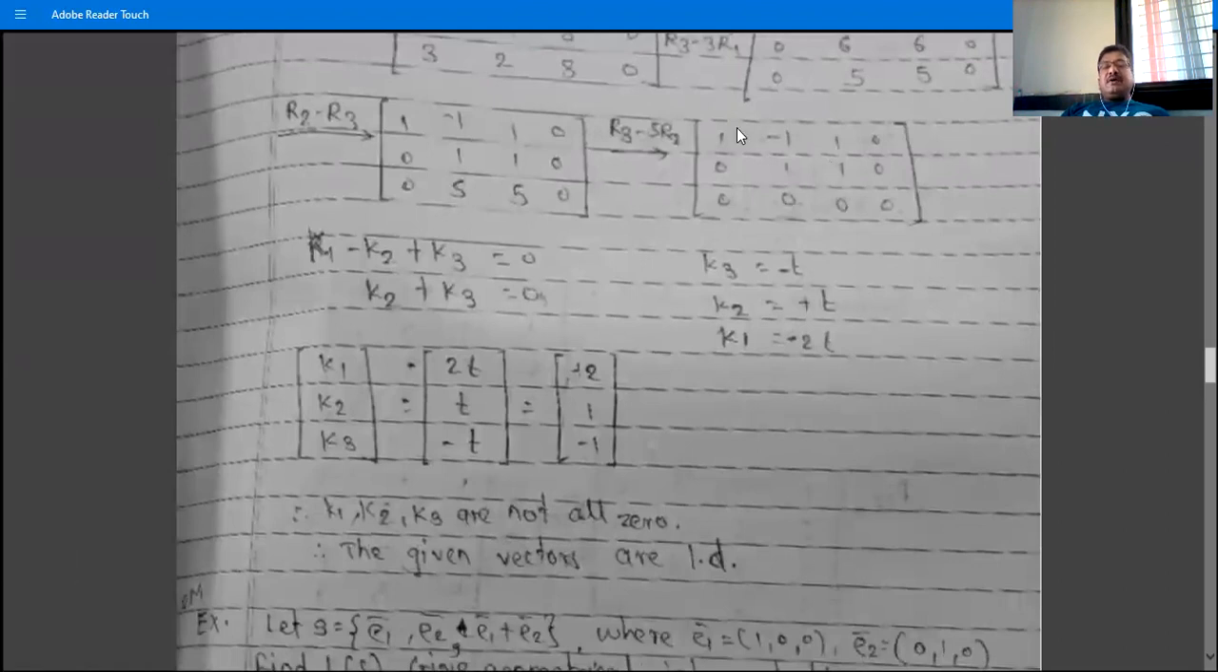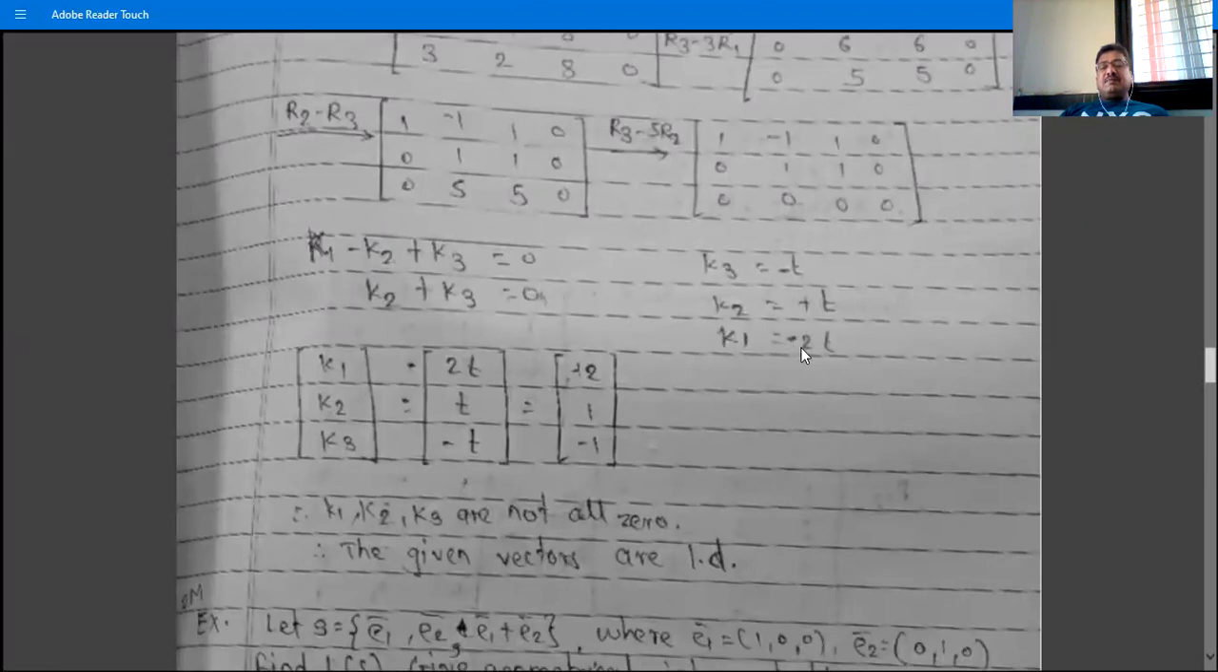So rewrite the equation. What we have: K1 - K2 + K3 = 0, and K2 + K3 = 0. So these are the two equations, and there are 3 unknowns. So assign one unknown. Suppose K3 is -T or K3 is T. We assign one unknown out of K2 and K3. If we assume K2 is T, then K3 is -T. Or we can assume K3 as T, and then we have K2 as -T. So suppose K2 is T, then K3 is -T, and substitute the values of K2 and K3.